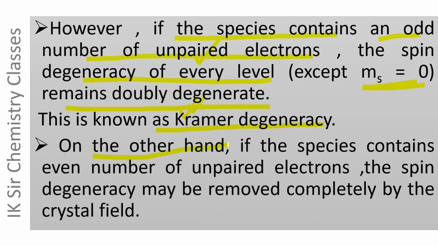On the other hand, if the species contains an even number of unpaired electrons, the spin degeneracy may be removed completely by the crystal field. It is obvious from the above discussion that the Kramer degeneracy is observed when the molecule or ion contains an odd number of unpaired electrons. If the number of unpaired electrons is even, such as 2, 4, 6, etc., the spin degeneracy of all the spin energy levels may be removed completely by the crystal field.